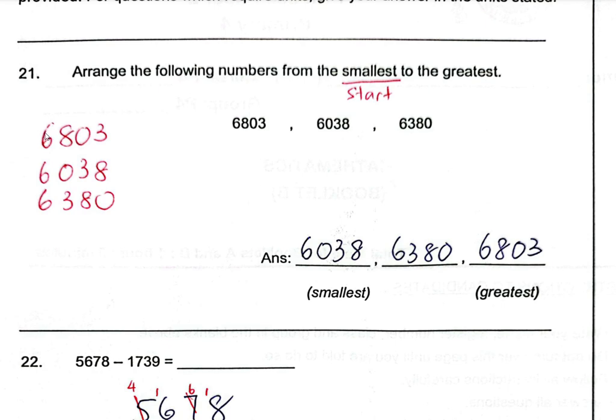Then I have 8 and 3. 8 is bigger than 3, isn't it? So 6,803 will be the greatest. And the leftover, the final number, is in the middle.